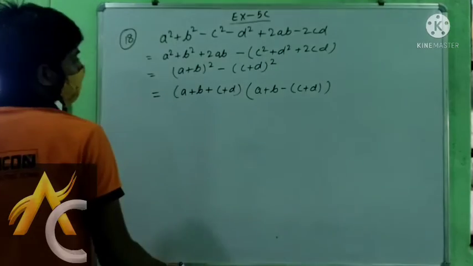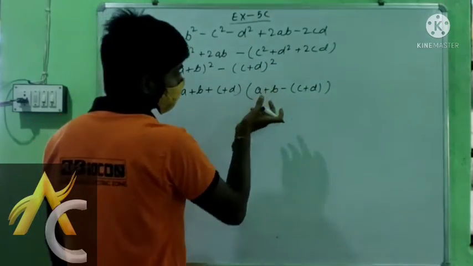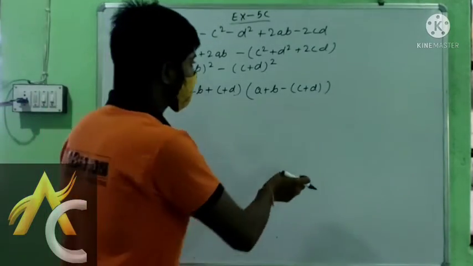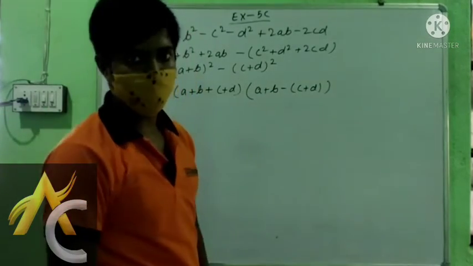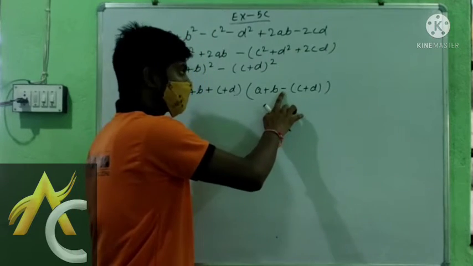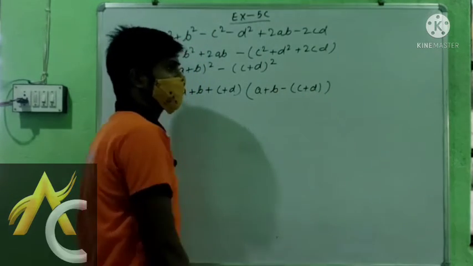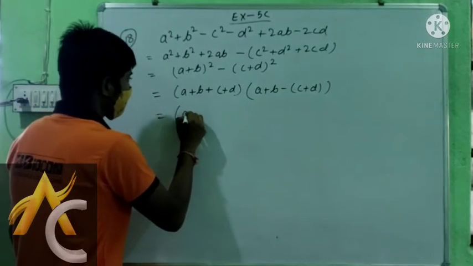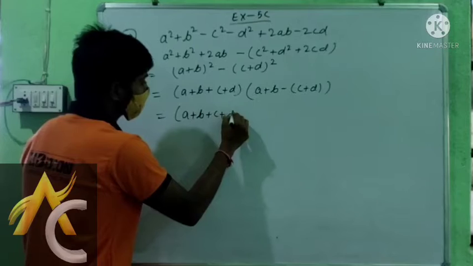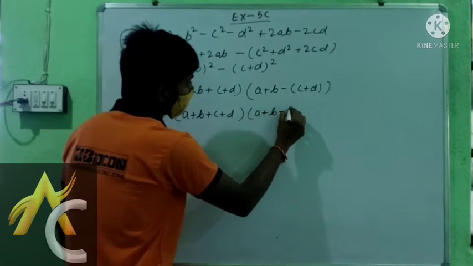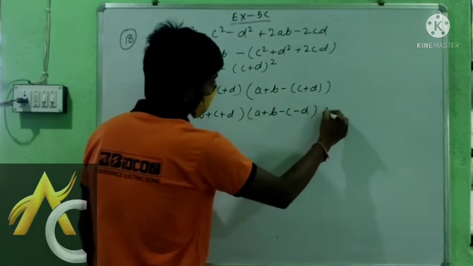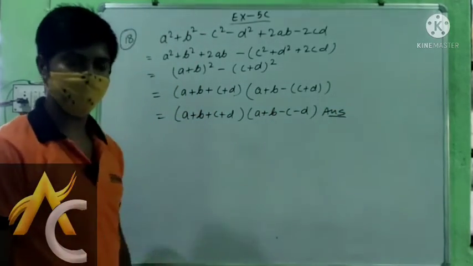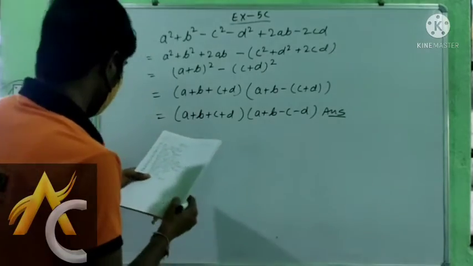Always remember, if there are more than one term, put them in brackets, or remember to change the sign of all terms. Okay, because when we multiply a negative sign with any term, the sign will change. Hence it will be a plus b plus c plus d into a plus b minus c minus d. This will be your answer. Minus into plus is minus. Okay. Now question number 20.